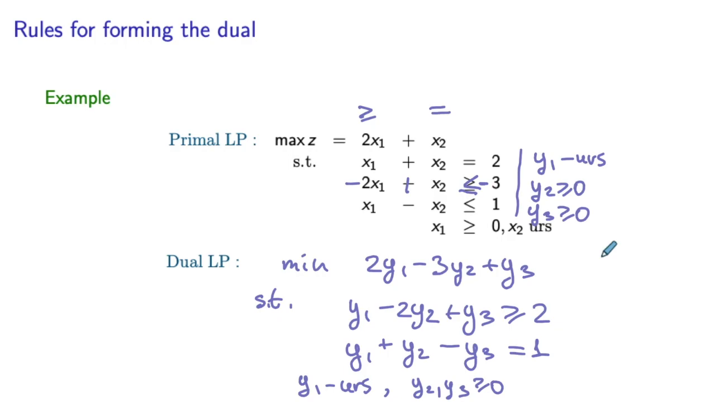So now it's time to practice again. Please formulate an arbitrary LP. Just come up with some random LP with all kinds of variables and constraints and formulate the dual for this LP.